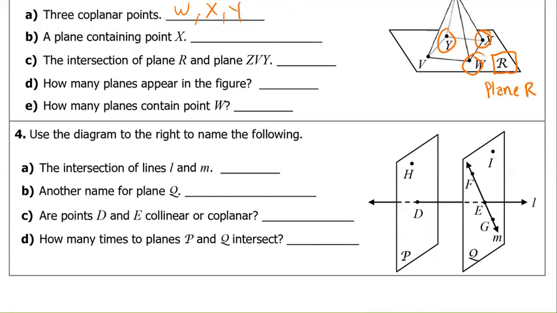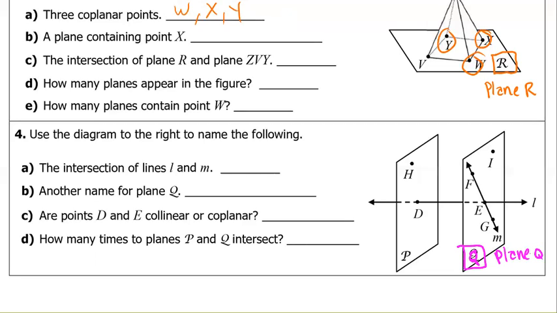So plane Q, let's do plane Q. Remember, this is plane Q, right? This is plane Q. So it looks weird, so let's make it look like that. Plane Q. This is plane Q.